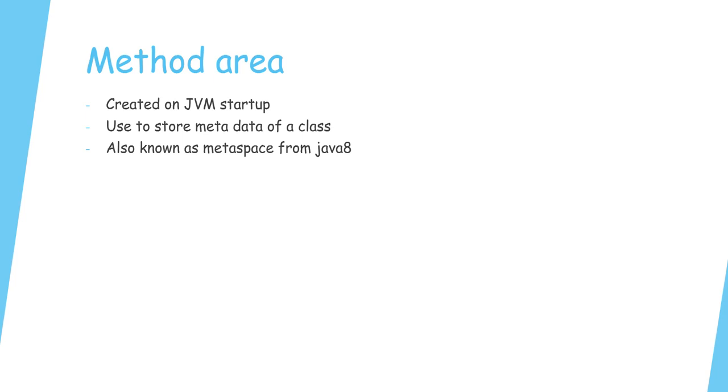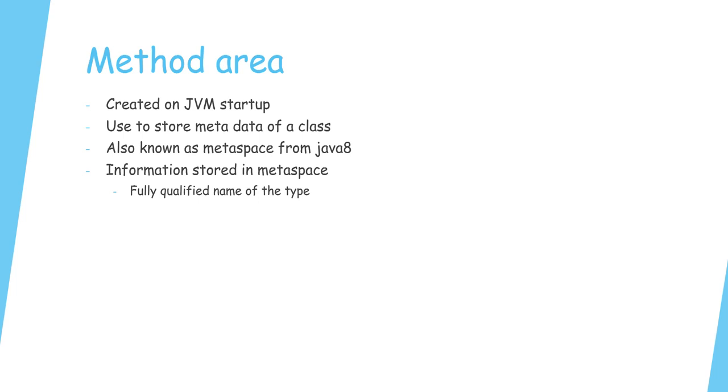We'll discuss the method area first. The method area is created when the JVM starts and it is shared among all the threads. The class loader reads the .class file, extracts the information and stores it in the method area. Basically, this is an area where the metadata of a class is stored. Hence, this area is also known as metaspace from Java 8 onwards. For each type, the class loader stores the fully qualified name of the type.